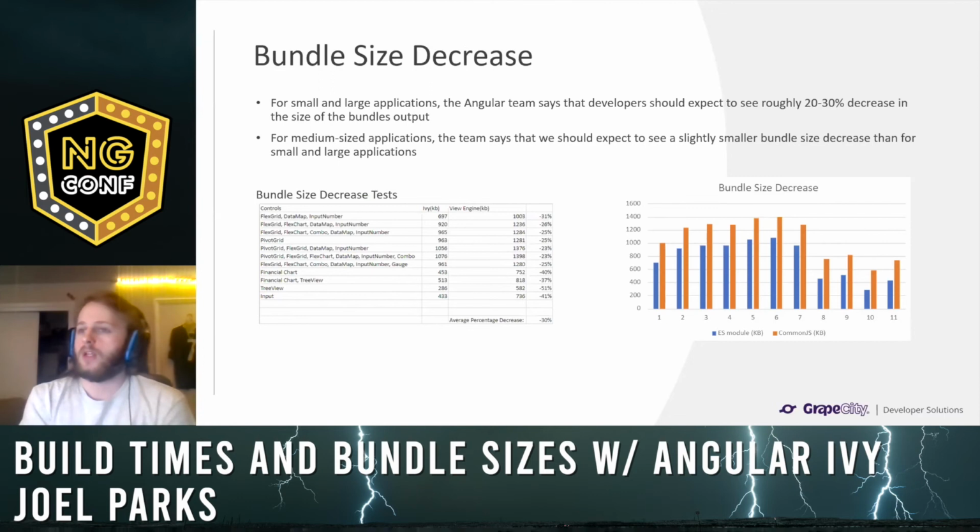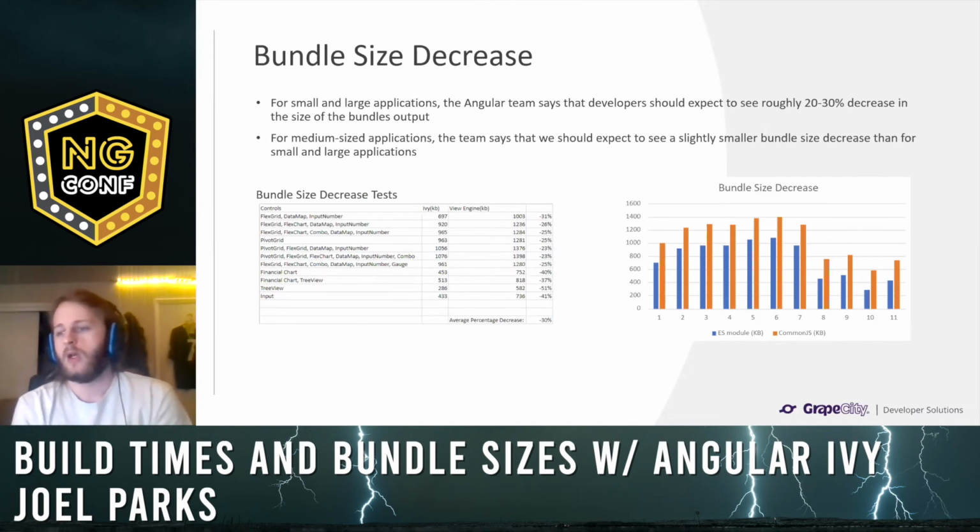And finally, we get to the actual bundle size decreases that you should expect to see. For small and large applications, the Angular team says that you should expect around a 20 to 30% decrease in the size of the bundle outputs. For medium-sized applications, it's a little bit smaller. So in there, you're likely to see 15 to 20% instead of 20 to 30%.